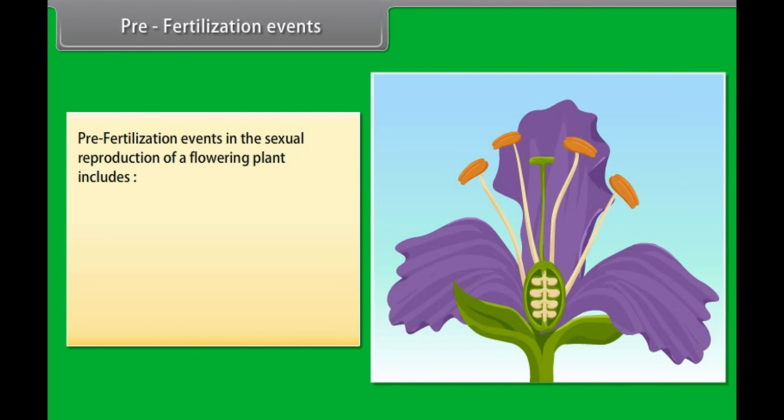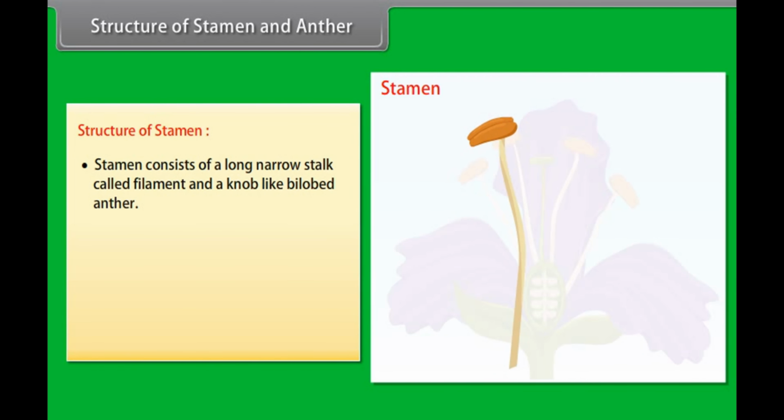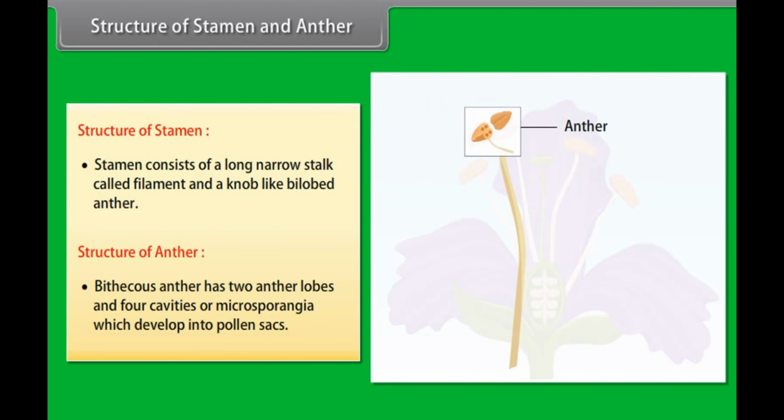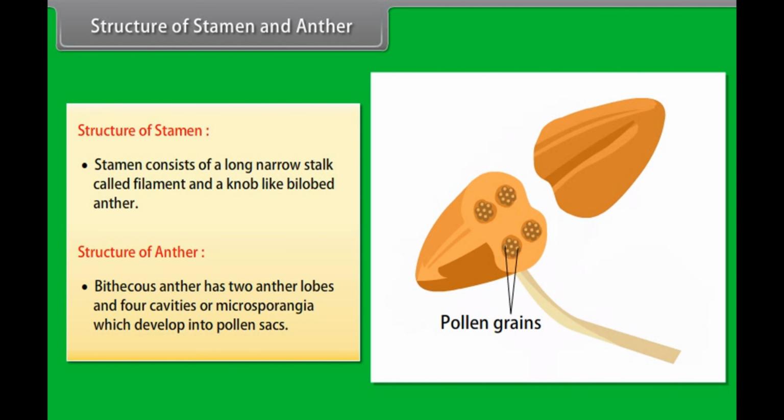Pre-fertilization events. Pre-fertilization events in the sexual reproduction of a flowering plant include microsporogenesis and development of pollen grains, megasporogenesis and development of female gametophyte. Structure of stamen and anther. Stamen consists of a long narrow stalk called filament and a knob-like bilobed anther. Structure of anther: a bithecous anther has two anther lobes and four cavities or microsporangia which develop into pollen sacs.